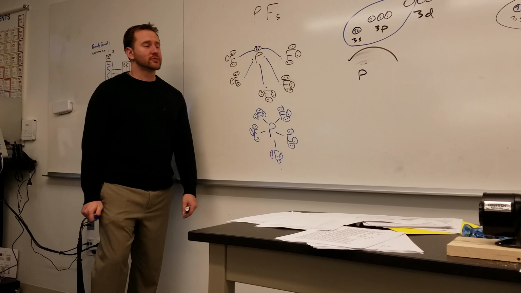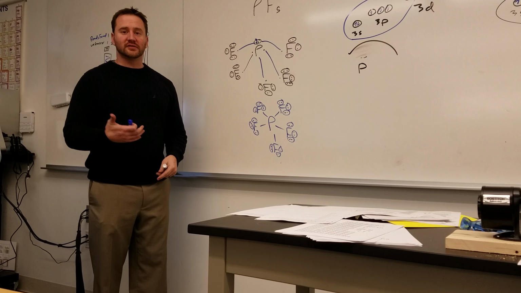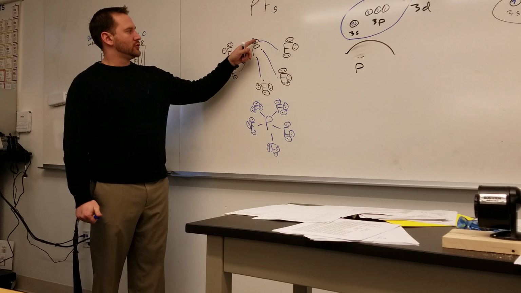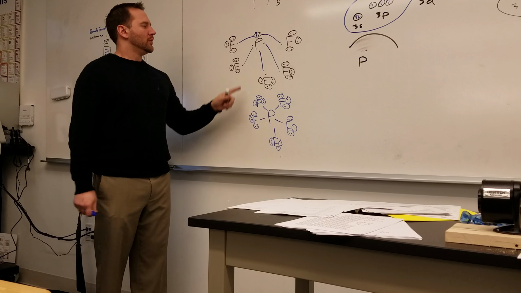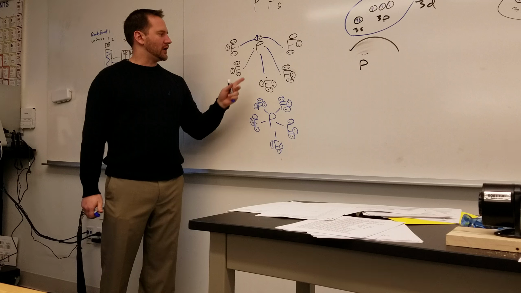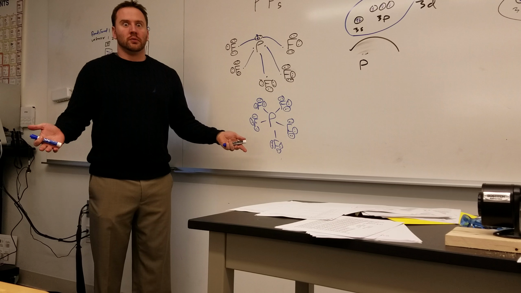One of those exceptions would be PF5. So when you draw phosphorus, it has 5 valence electrons. So you have 2 that are already paired up, and then 3 that are single and ready to move. So if you were trying to draw it, you would connect 3 of the fluorines to the phosphorus, and then you'd say, there's no more room.